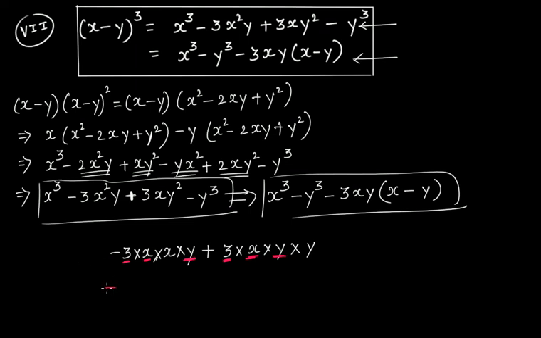So you put minus and then 3xy, then within the bracket you have now x, and then since you are taking minus outside the bracket, you have x minus y, right? So you have x minus y. So this is what we have written here.